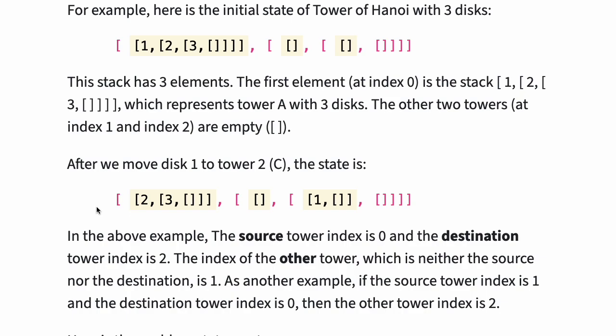In the above example, the source tower index is 0 and the destination tower index is 2. The index of the other tower, which is neither the source nor the destination, is 1. As another example, if the source tower index is 1 and the destination tower index is 0, then the other tower index is 2.